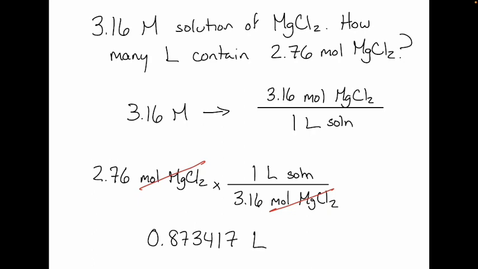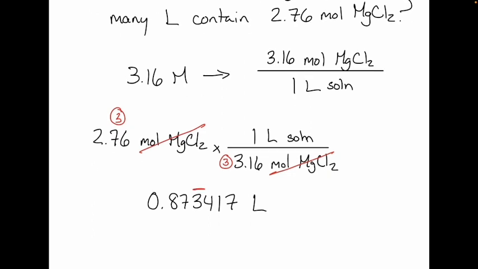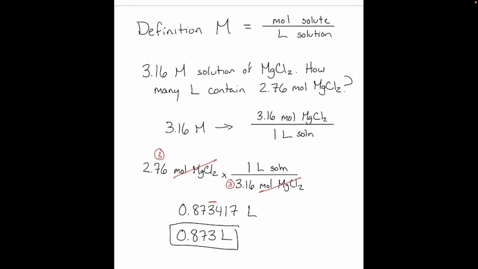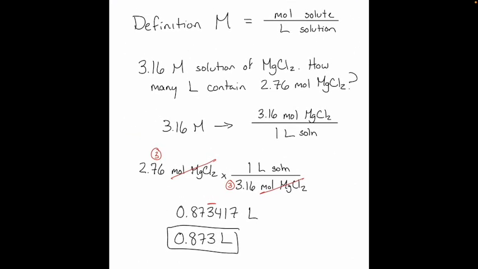And then how many sig figs should I report this value to? 3, all right? So my initial number of moles has 3. My concentration has 3. So absolutely, my final answer would be 0.873 liters. All right, so that was one of our units for concentration.